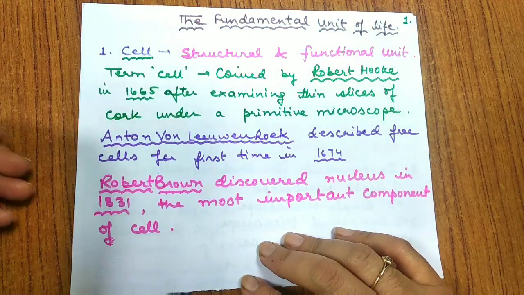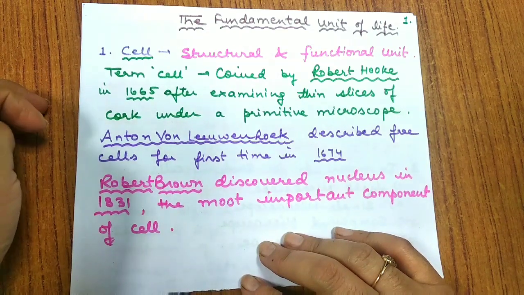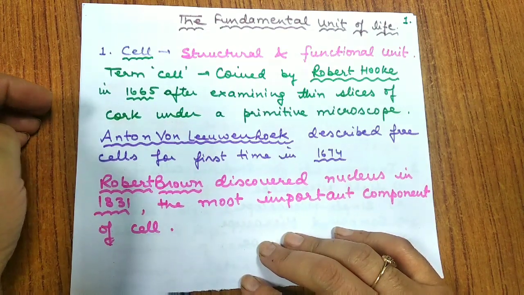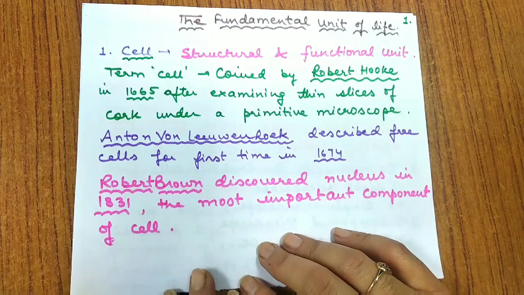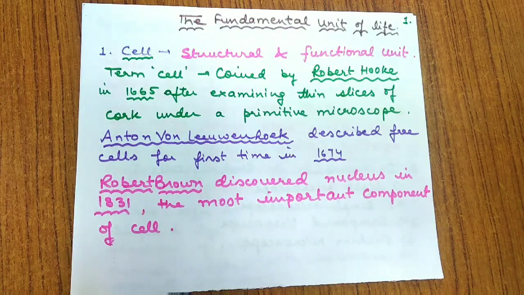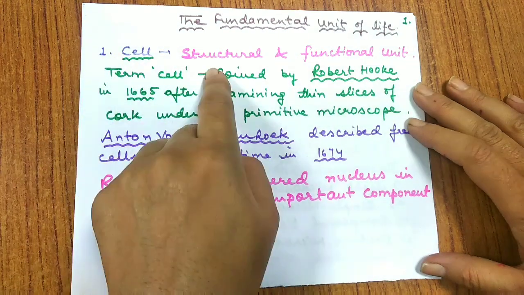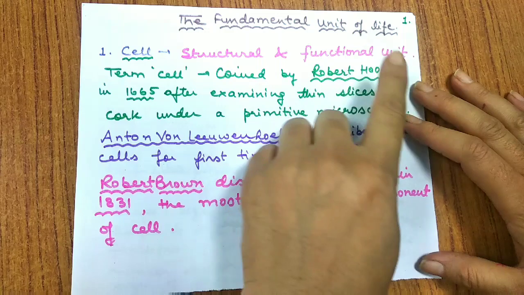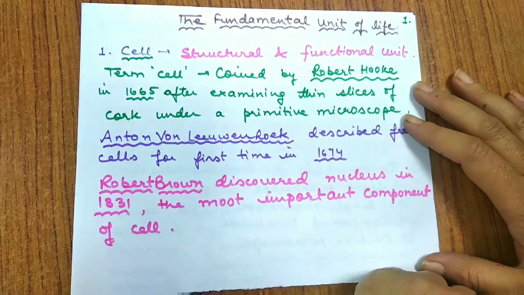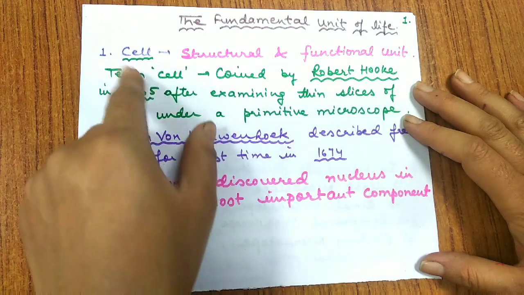So in this chapter, we'll discuss first of all the history of the cell, the discovery of cell. Then we'll move to unicellular and multicellular organisms, and its various types, prokaryotic and eukaryotic. So let's start with the chapter. What is cell? We say that cell is the structural and functional unit of living organisms. Now, how did this cell come into existence?